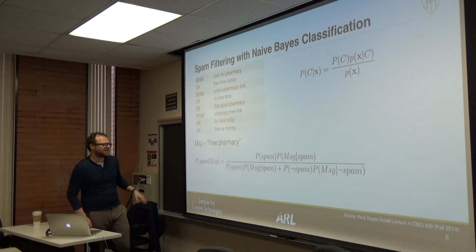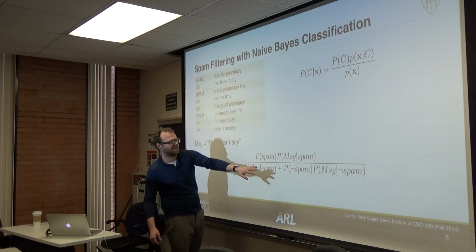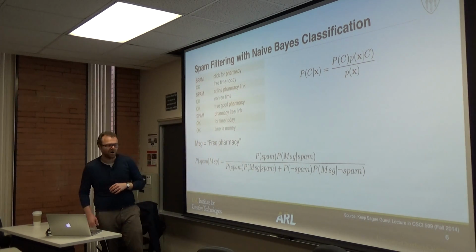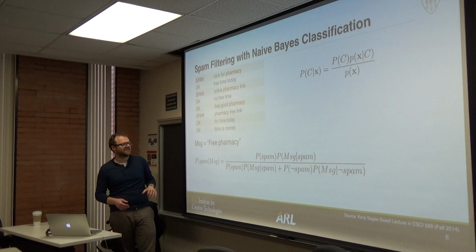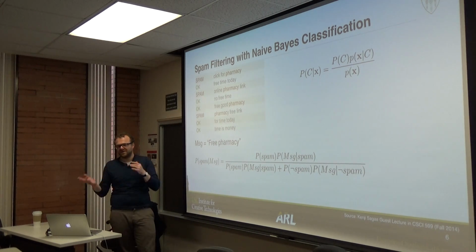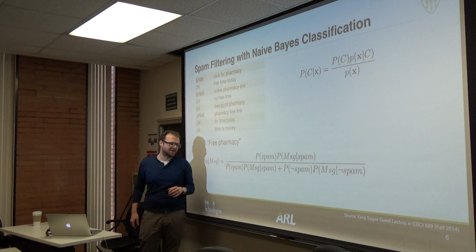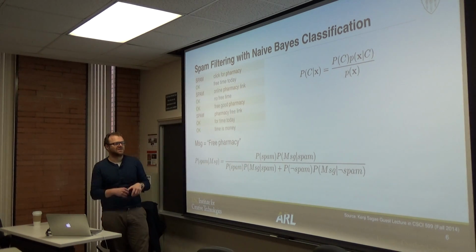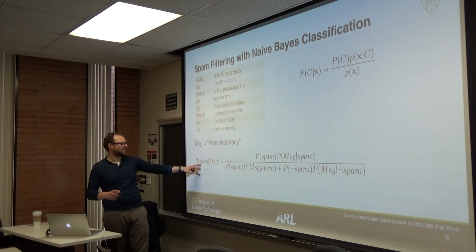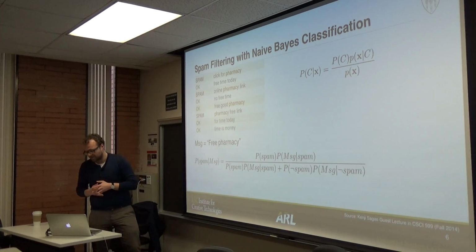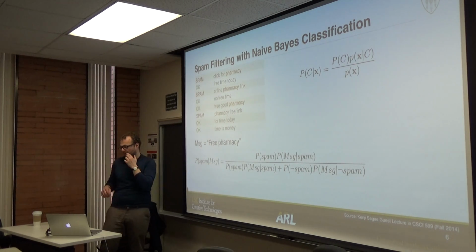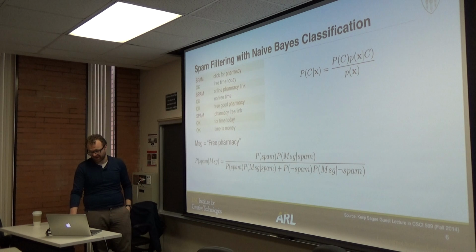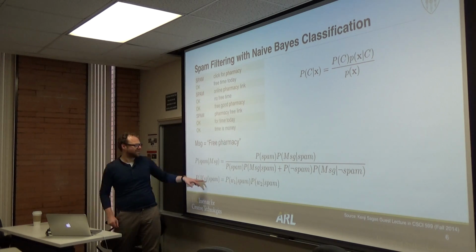And then the bottom part, the evidence, we only need in order to get the actual posterior likelihood. If we just want to classify yes or no, we don't really need to compute that bottom part, because it's the same for both classes, spam and not spam, so it can be simplified out. We just talked about that.